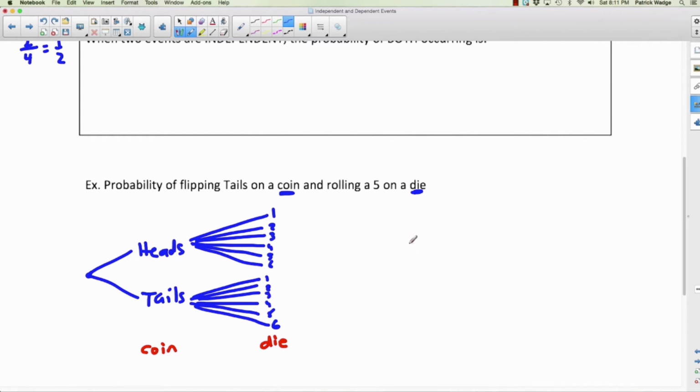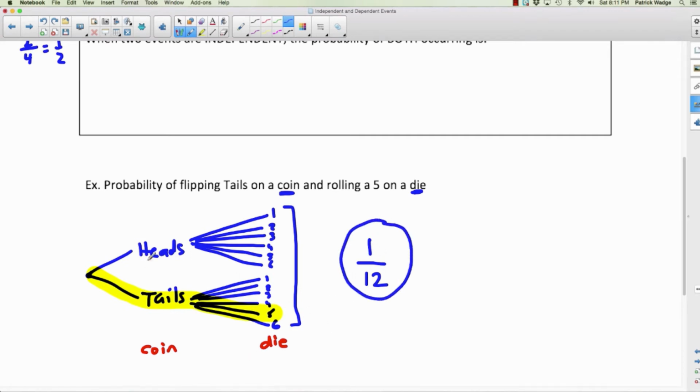Great. So now what we want to know is what's the probability of flipping tails and rolling a 5? So which one of the pathways is that? Flipping tails and rolling 5. There's only one that works right there. Tails and 5. So what's our probability of doing that? Well, how many different outcomes are there? Remember, we look out here to count the outcomes. 1, 2, 3, 4, 5, 6, 7, 8, 9, 10, 11, 12. There's 12 outcomes, so we put it over 12. And there's only one that actually works. So our probability is 1 out of 12.